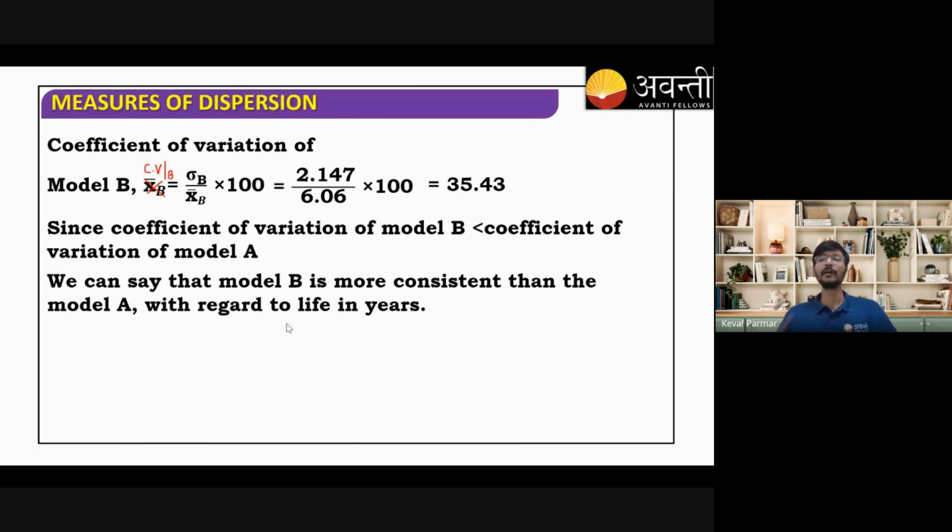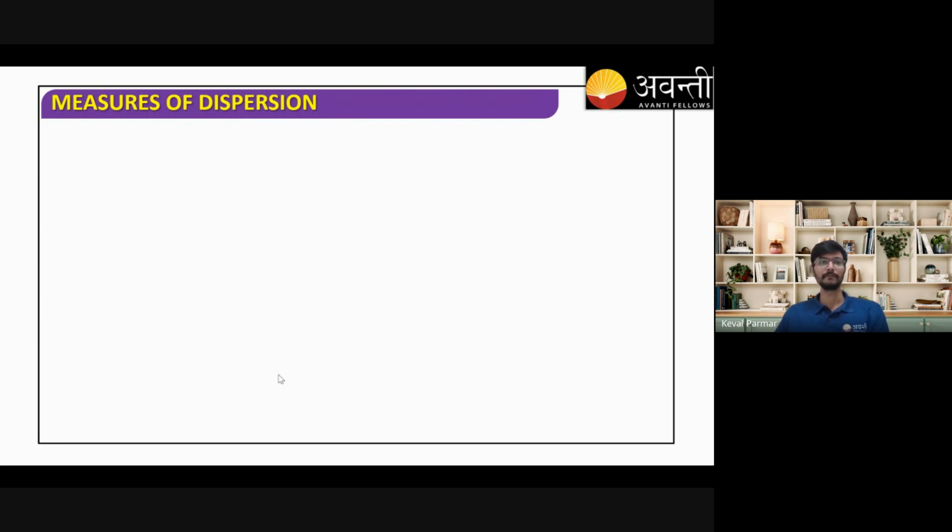And if it is more consistent than model A, then what do we say, guys? We prefer that model. Here, as you can see, the life of a refrigerator is more consistent in model B than model A. That means we can say that you have to buy model B. Correct? Hence, we suggest model B for the purchase.